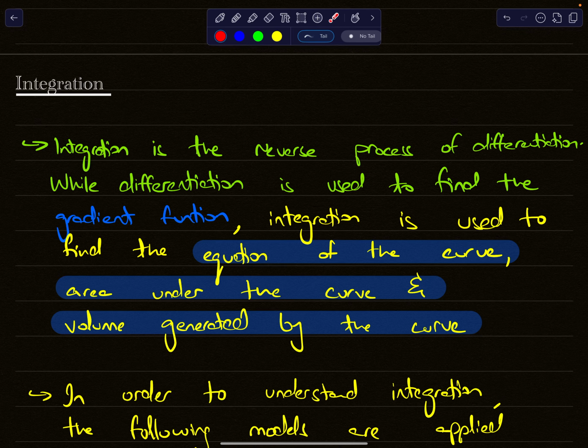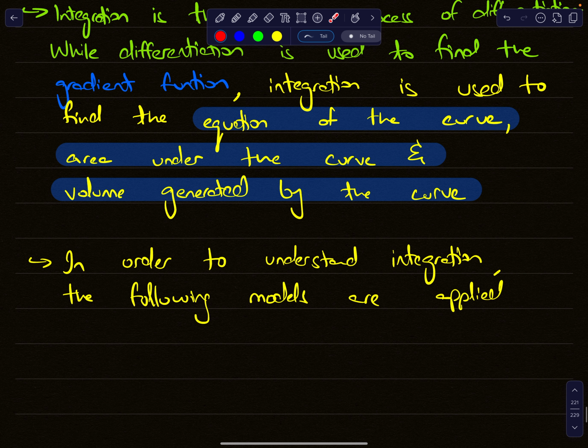So we'll start off from the basics. What is integration? In simple words, it's the reverse process of differentiation. While differentiation is used to find a gradient function, integration is used to find the equation of the curve, or it may also be used to find the area under the curve or the volume generated by the curve, given that we rotate it.